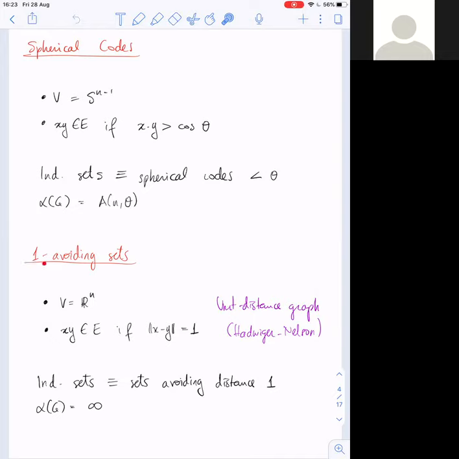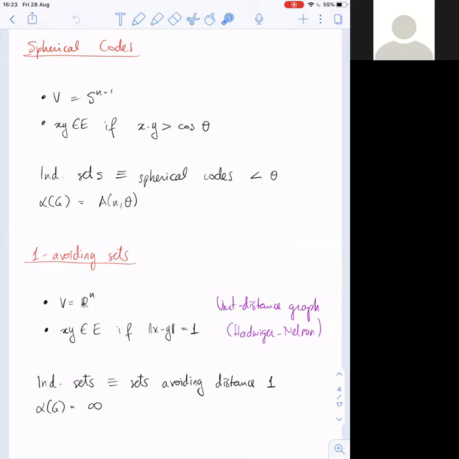And finally, no, not finally, there are two more problems I want to discuss. There is the problem of one-avoiding sets in Euclidean space. So here the vertex set is the Euclidean space, and two points are adjacent if the distance between them is exactly 1. So this is a famous graph, right? This is the unit distance graph of the Euclidean space. And there is a very old question about this graph, which was in the news recently because of some new developments, which is the Hadwiger-Nelson problem, which asks for the chromatic number of this graph.